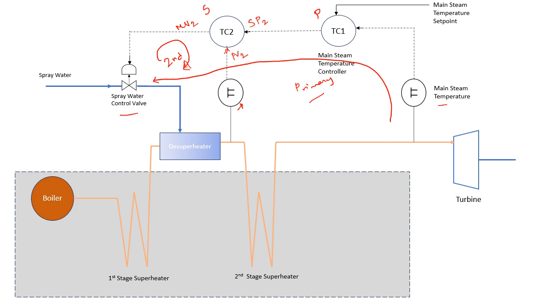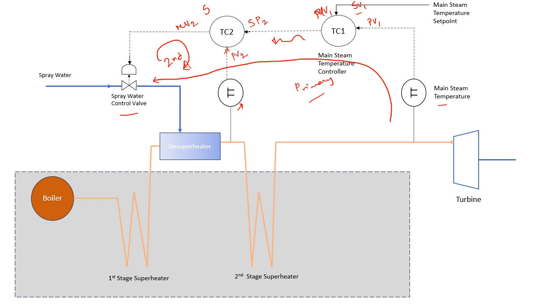For the TC1, this is your PV1, this main temperature, and this is your SP1, main temperature set point, and this output is the manipulated variable. So this manipulated variable actually works as the set point to the TC2. Okay, so this is how this temperature control works.